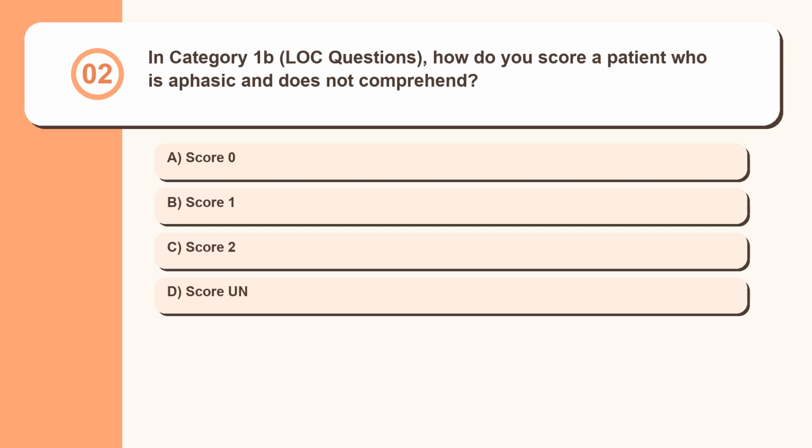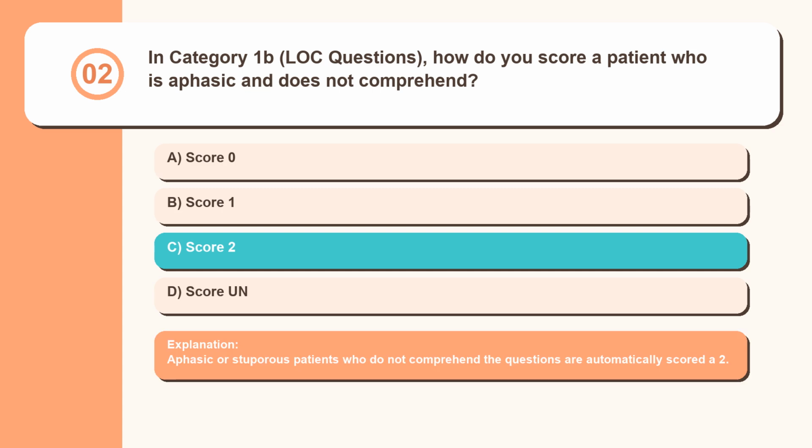Question 2. In Category 1B, LOC questions, how do you score a patient who is aphasic and does not comprehend? Score 0, score 1, score 2, score UN. Aphasic or stuporous patients who do not comprehend the questions are automatically scored a 2.